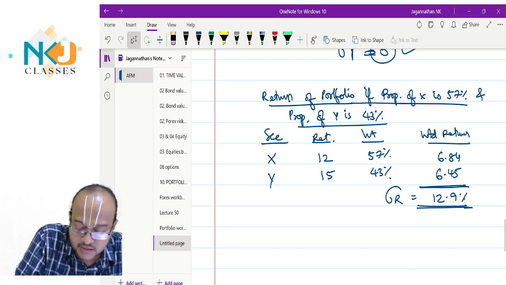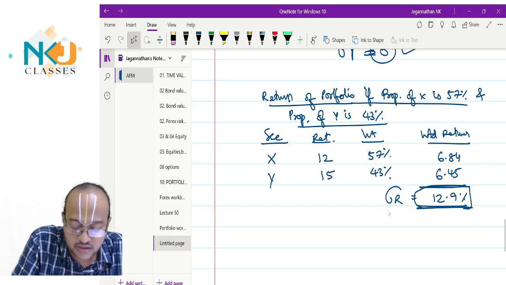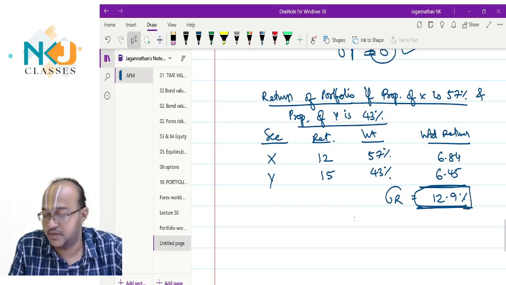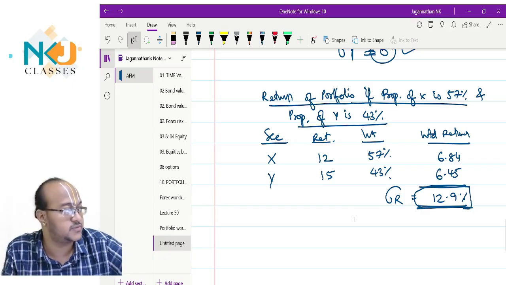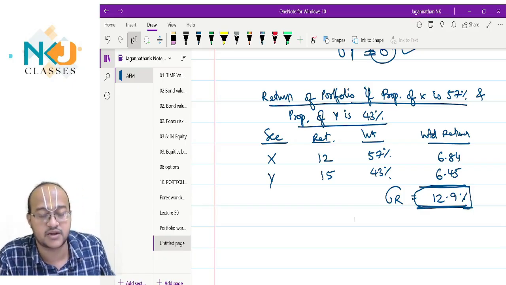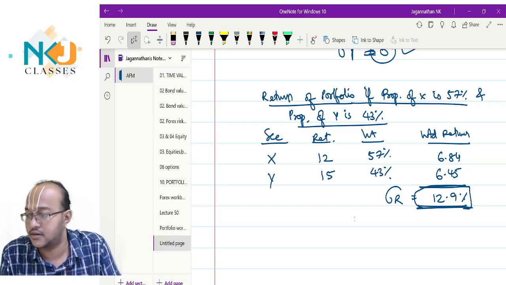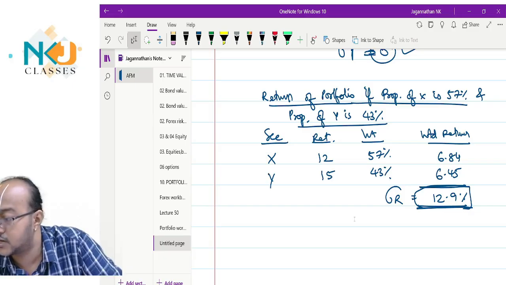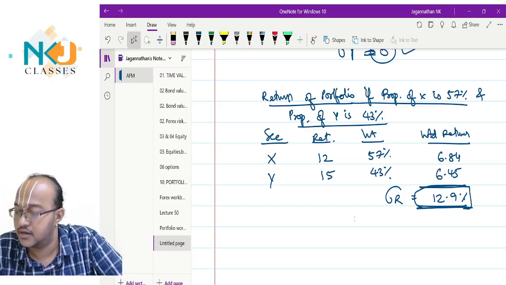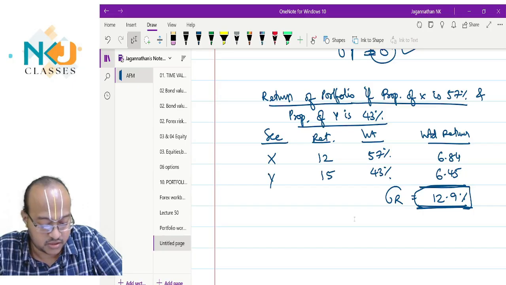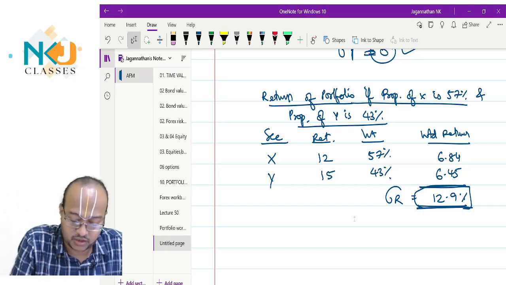This is the portfolio return, the risk-free return, which means even at the level of zero risk, you will get 12.9% as return. If you see in the question, a very interesting fact. It's 13.29, sir? Okay, 13.29.